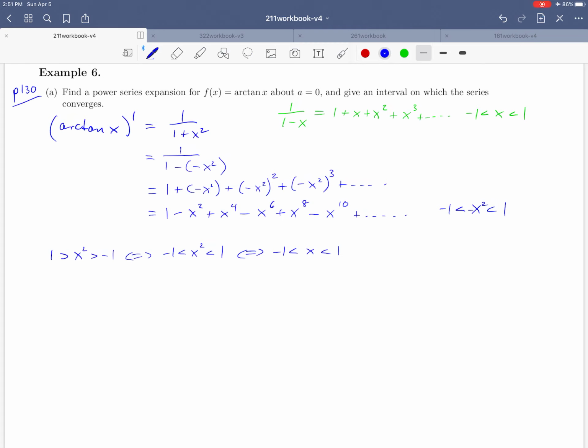How do we go from a derivative to the actual function? We integrate, exactly. So the arctangent of x is the integral of 1 over 1 plus x squared dx. But we have this nice theorem that tells us that instead of integrating a function, we can integrate its power series. And so let me replace 1 over 1 plus x squared with its power series.